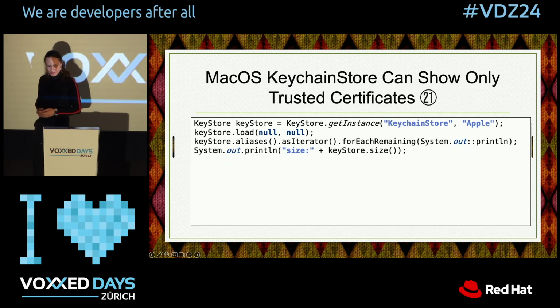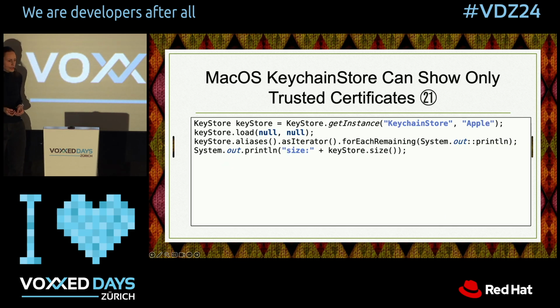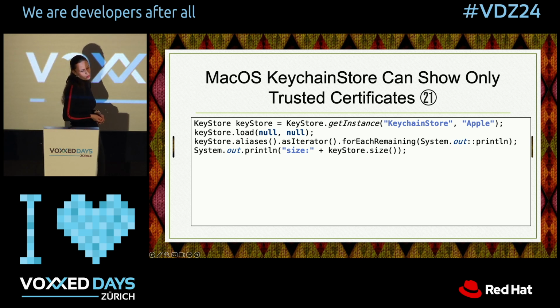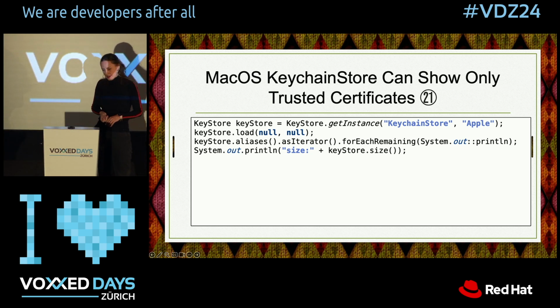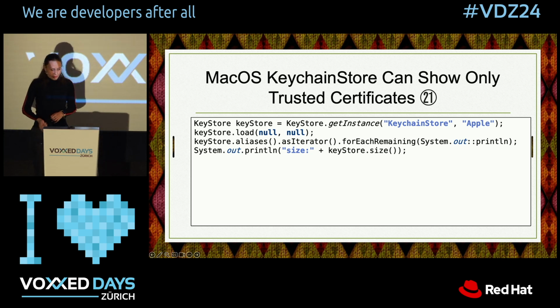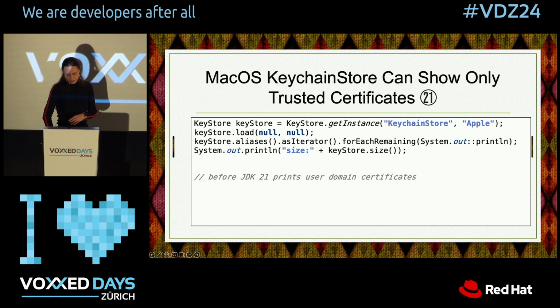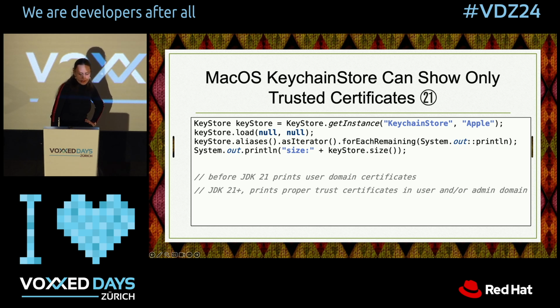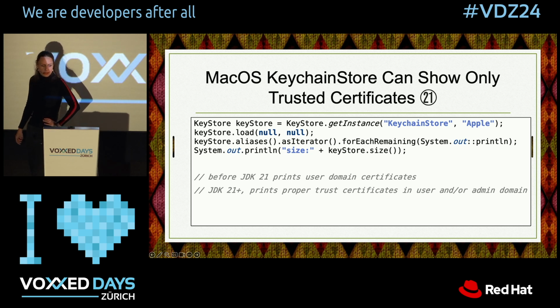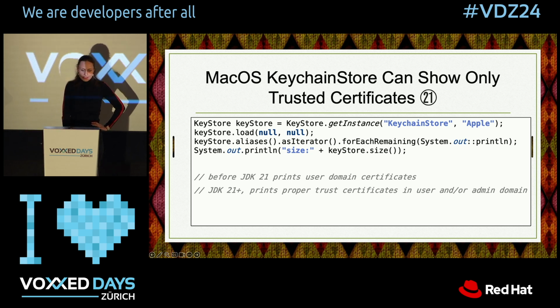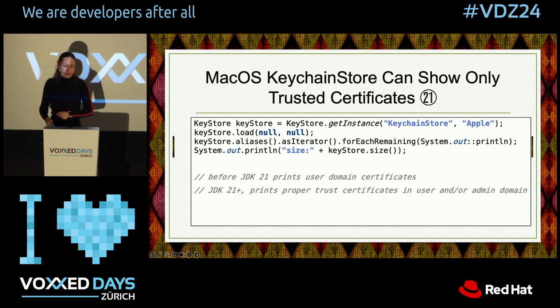Now for Mac, the macOS KeychainStore can show only trusted certificates. So before JDK 21, if you're running this piece of code, it's going to print user domain certificates. And starting with JDK 21, it prints proper trust certificates in your user or admin domain. So that's the difference. Okay. And importantly, this change was also backported to JDK 11 and 17.